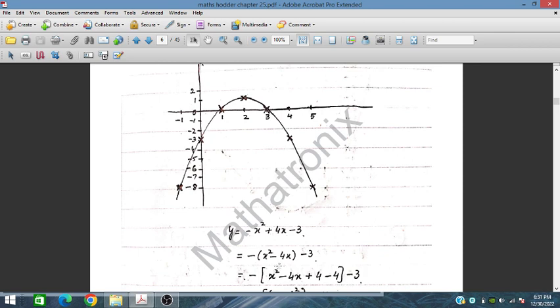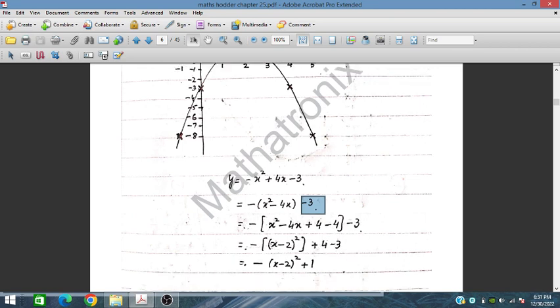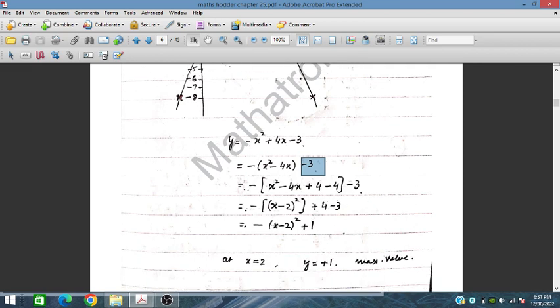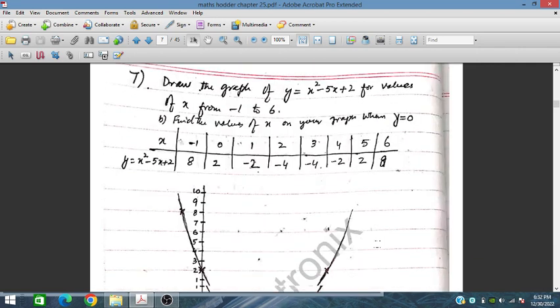So this is x square minus 4x and this -3 is here, and now we have to make it a perfect square by adding +4 and -4 within this bracket, and this is x minus 2 whole square, and this -4 and -3. So this is minus minus plus, so this is +4 and -3, and this is minus x. So this is minus x minus 2 whole square plus 1. So at x equal to 2, the value of y will be +1. That is the maximum value that is shown here. This is +1 when x is equal to 2. So this is the maximum value we have plotted.